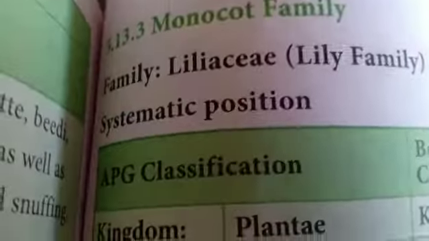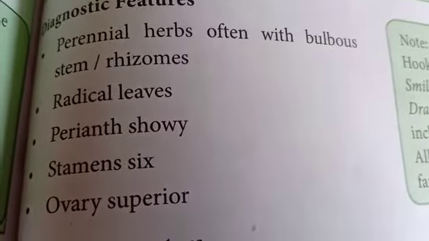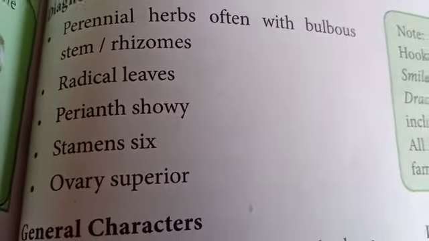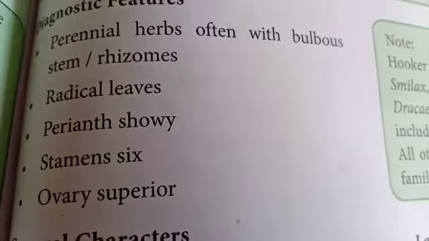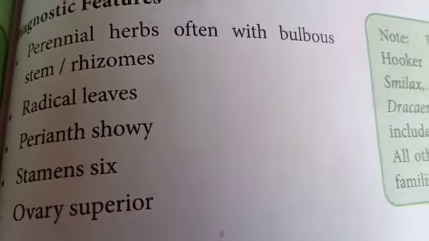In Liliaceae, that is 5.1.3.3, you got Liliaceae diagnostic features. Okay, it is a perennial herb, radial leaf, perianth showy, stamen 6 and ovary superior. So you can compare both of these and prepare your notes.